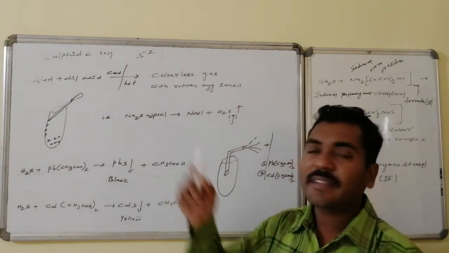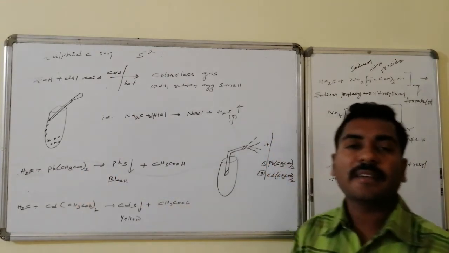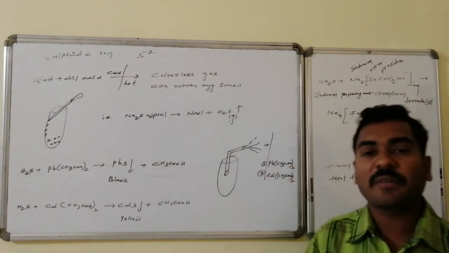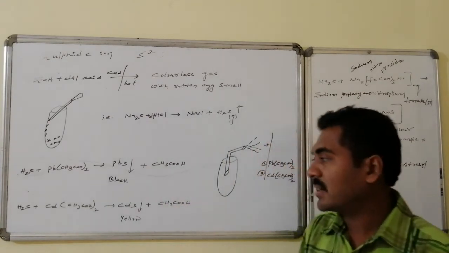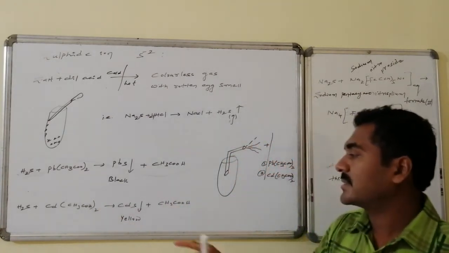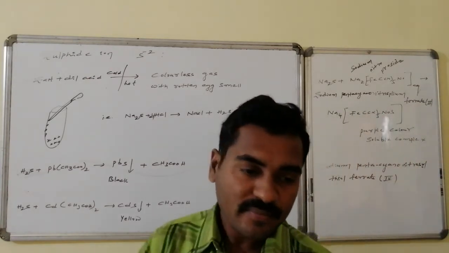Else, whatever the salt is taken, to that salt the lead acetate solution is added and gently heated. Then it leads to the formation of a black precipitate of lead sulfide. Else, the same salt, sodium sulfide, followed by the lead acetate solution on gentle heating in a test tube, the cadmium sulfide yellow color precipitate formation takes place.